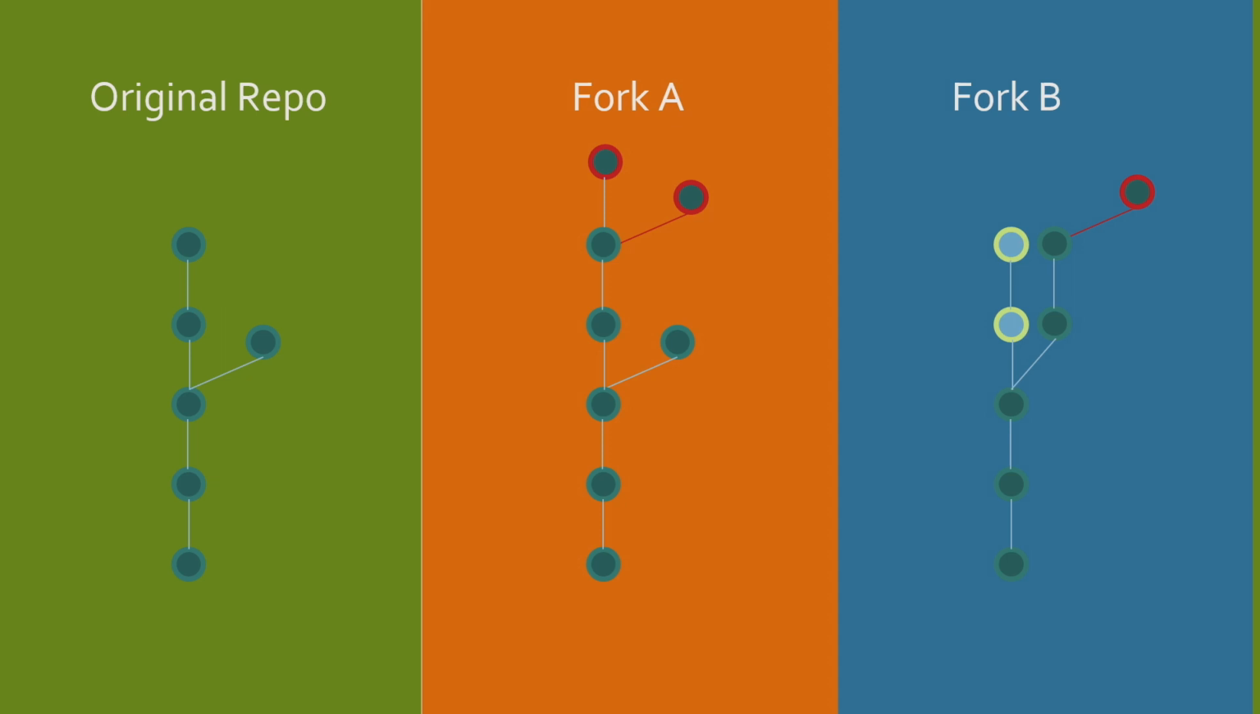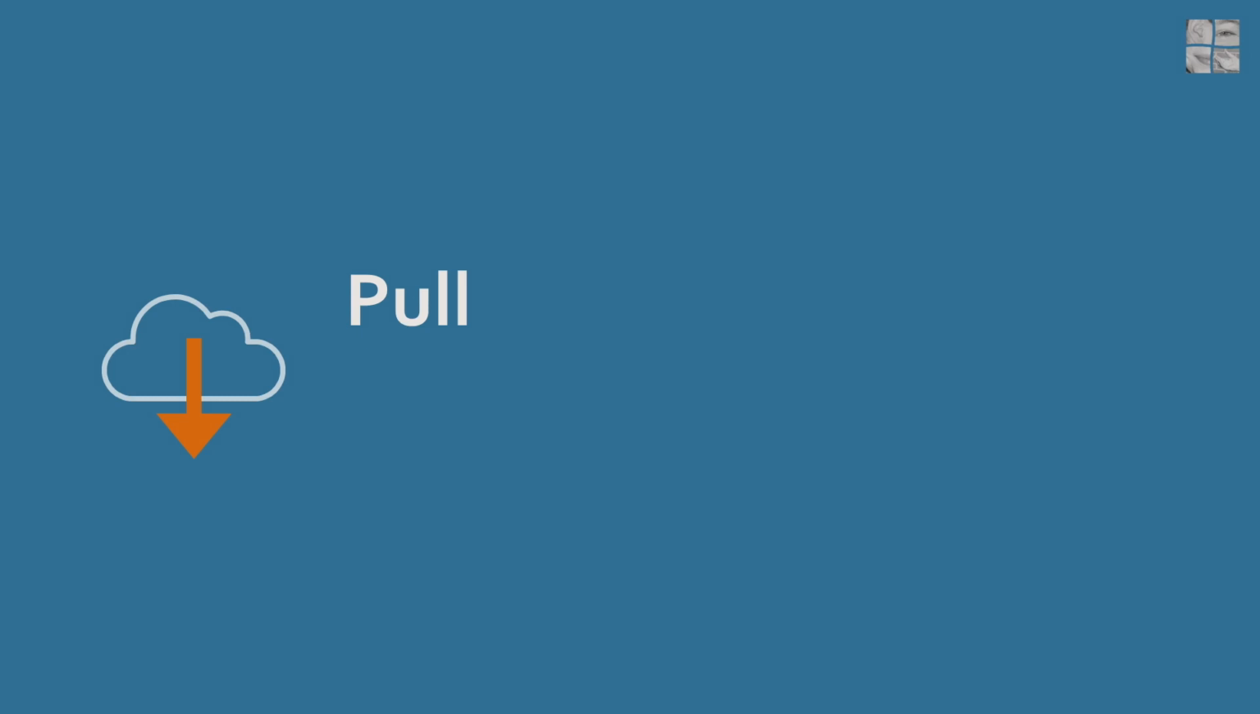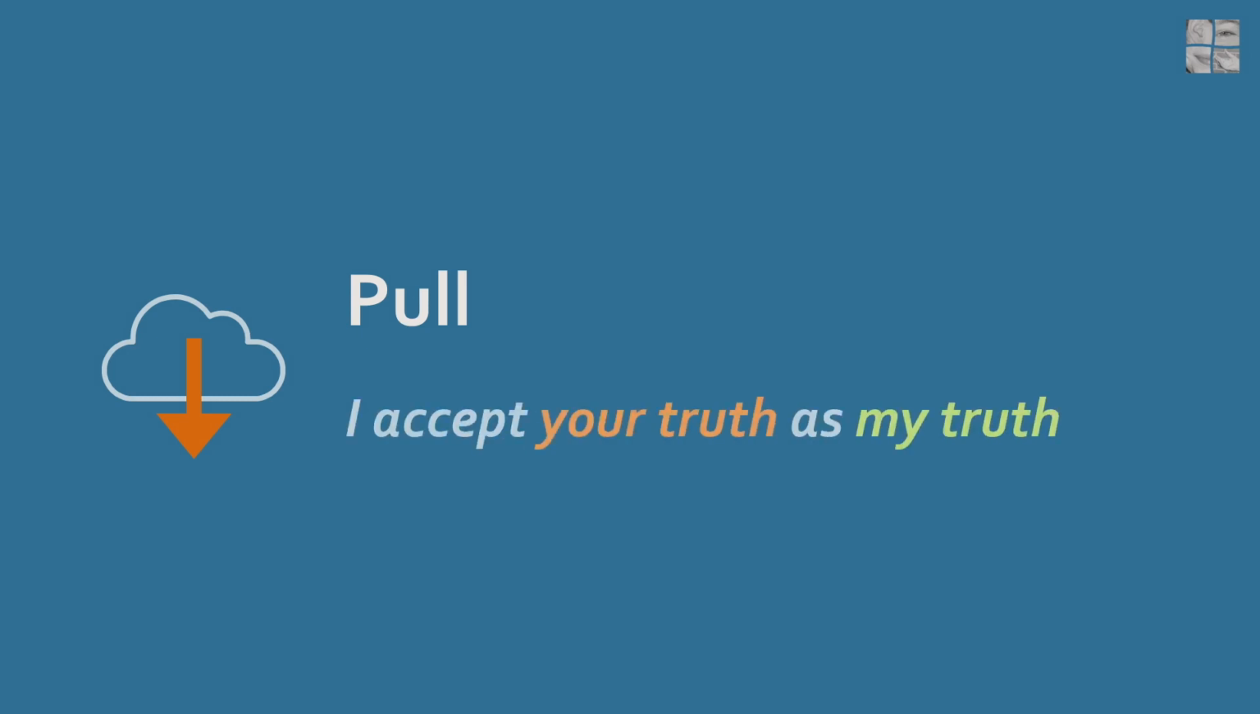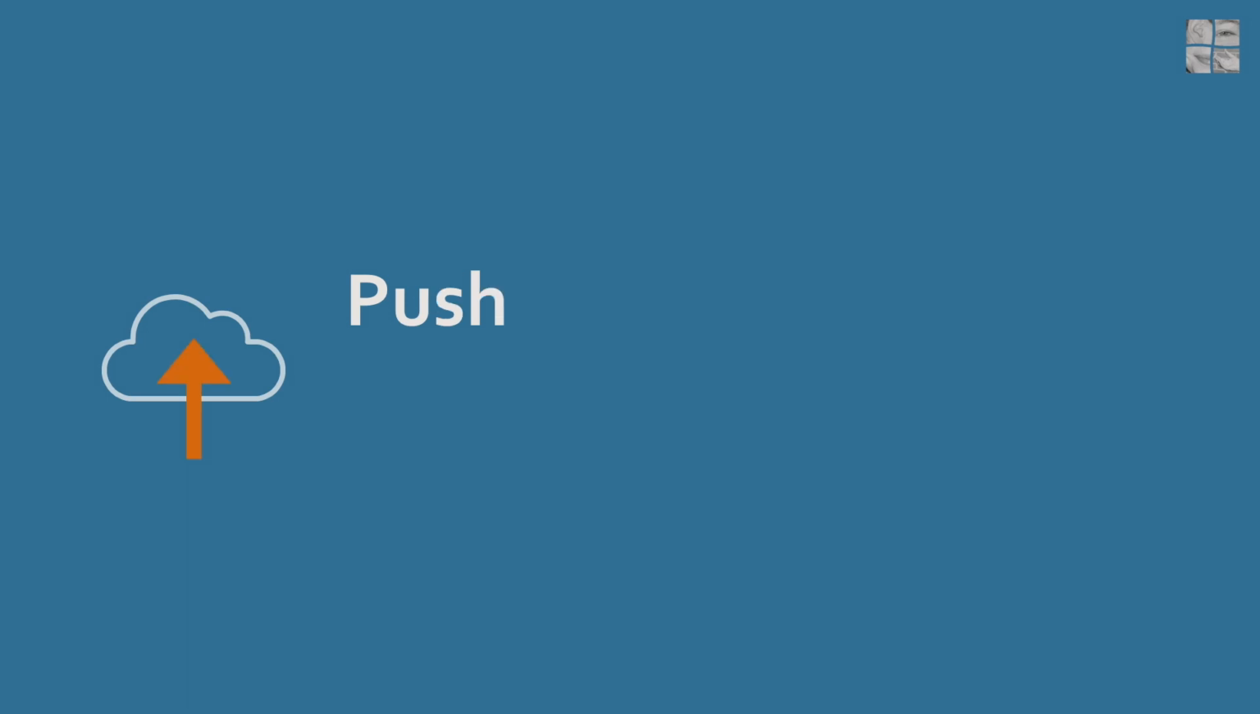So when we're talking about pull and push, what does that mean? When you pull in changes from another remote, whether that's the origin or some other fork, you're saying, I accept your truth as my truth. Now, if you push to a remote, whether it's your own remote and you have the rights, or you push to another repo where you have commit rights, you're saying, my truth is now your truth.